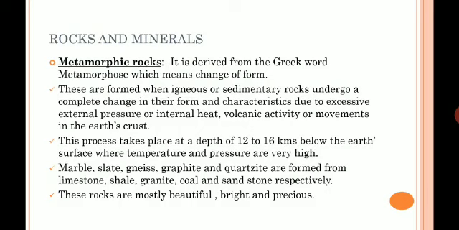This process of changing in the form takes place at a depth of 12 to 16 km below the earth's surface, where both temperature as well as pressure are very high. For example, marble, slate, gneiss, graphite, and quartzite. These are formed from limestone, shale, granite, coal, and sandstone, respectively. These metamorphic rocks are very beautiful, bright, and precious in nature.